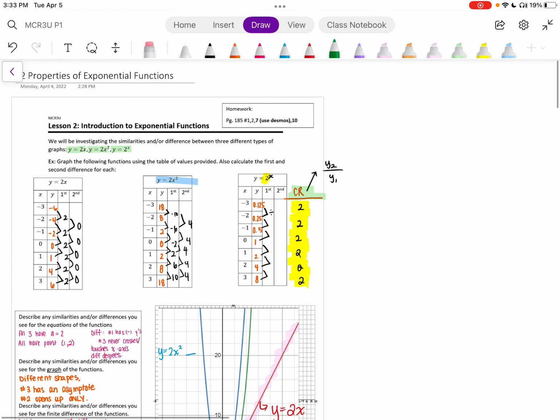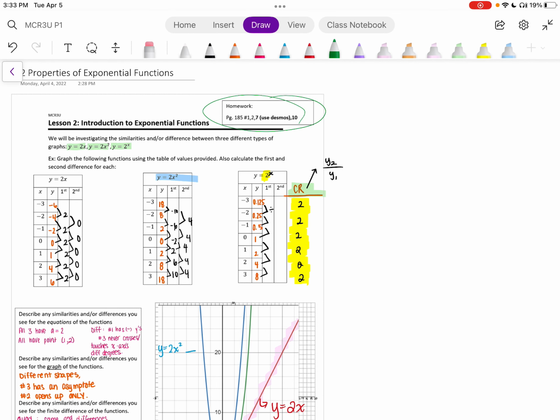Make sure that you at least try it by yourself. There are homework questions. Use Desmos to do number 7. It just makes things a little bit easier. We're going to be focusing on graphing next lesson, right? And then do 1, 2, and try 10 as well. All right, thank you.